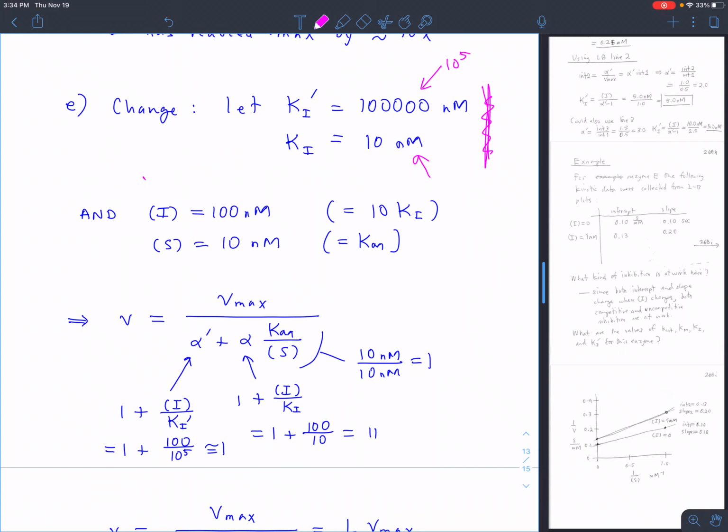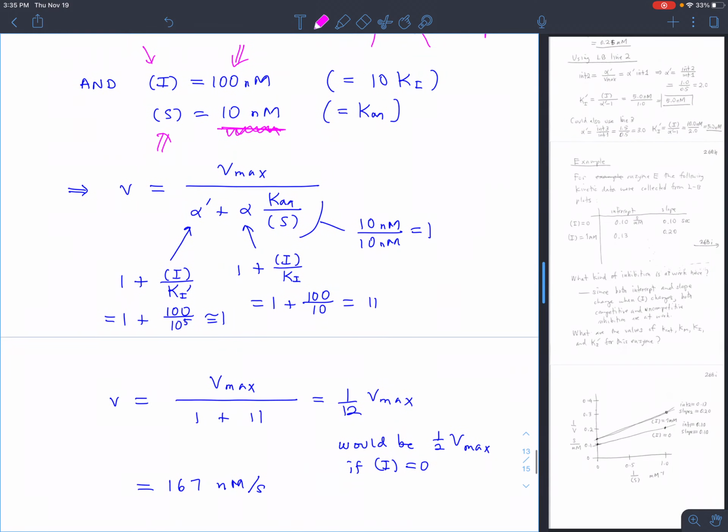So we set the I concentration now to 100 nanomolar. That's 10 times bigger than Ki, so we're going to turn on branch 1 completely. And we're going to set the S concentration to 10 nanomolar. So I've turned the substrate concentration down a bit, so we're not saturating anymore. We're at half max. In the absence of inhibition, we'd be at half Vmax. Let's plug the numbers in.